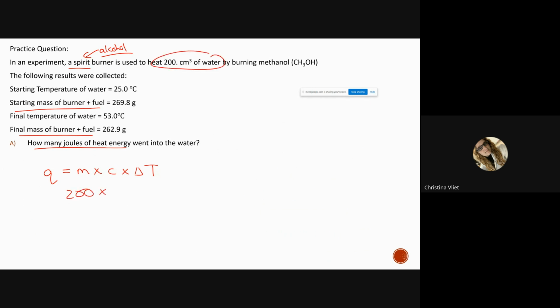So 200 times what? 4.84. Yep. Times what? 53 minus 25 is 28. All right, what do we get from this? Let's see if I solved it earlier. If not, I'll get out my calculator. I did not.